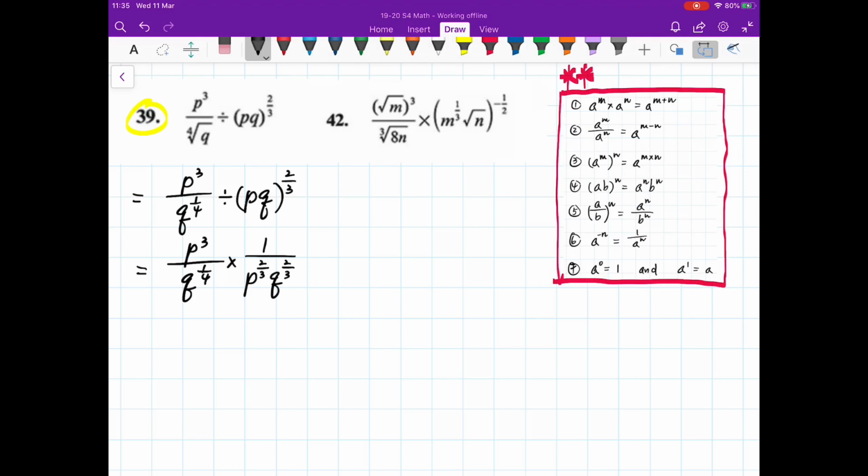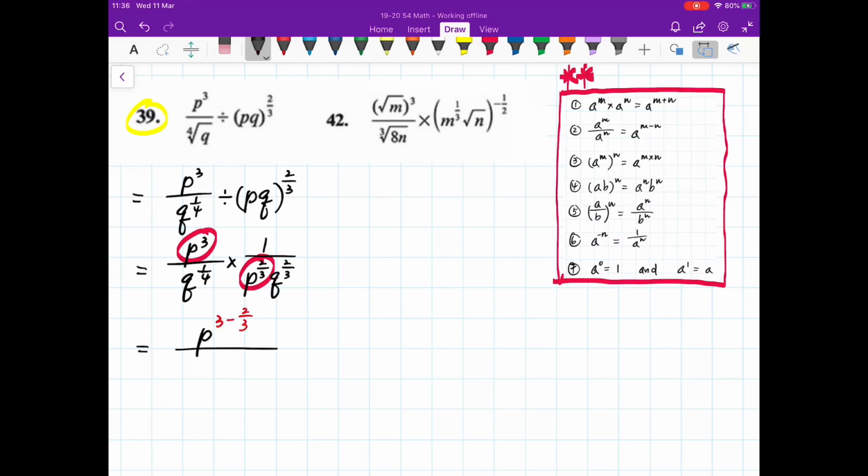And then we can apply the law of index rule number 1 and rule number 2. For p, as you can see, p to the power 3 is at the top and p to the power 2 over 3 is at the bottom. So we are applying rule number 2, and therefore we have p to the power 3 minus 2 over 3.